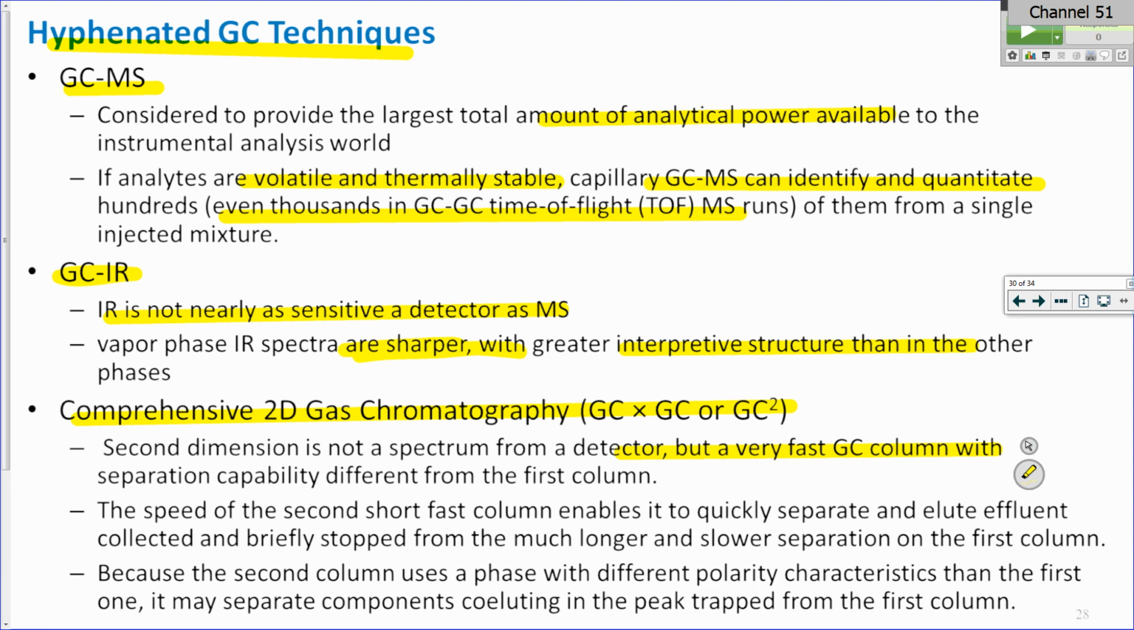So you're going to run like a 50-meter column, and then at the end of that 50 meters, you're going to have a cryo trap that's going to freeze the compounds for like 10 seconds. And then after it traps them for 10 seconds, it's going to heat it up, and those are going to now load onto a second column where they're going to separate out. And the second column is going to have a different polarity associated with it. So now you're basically separating in a different dimension.